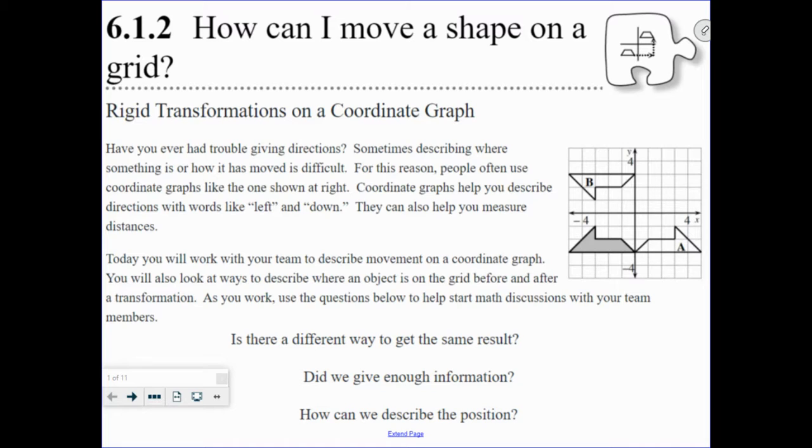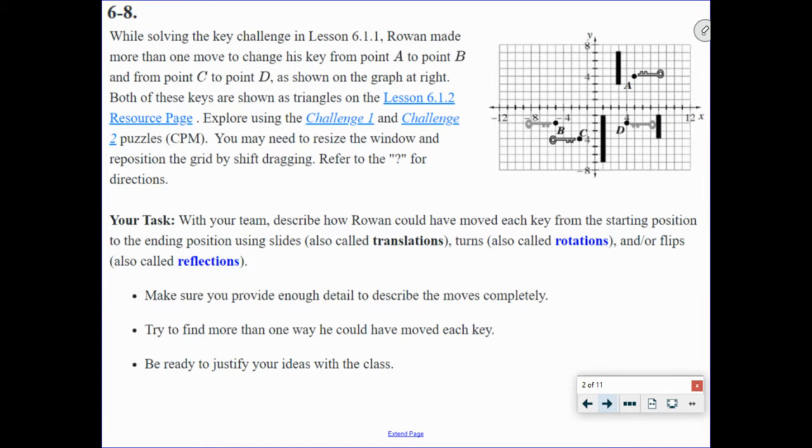Today, you will work with your team, or basically on your own, to describe movement on a coordinate graph. You will also look at ways to describe where an object is on a grid before and after transformations. As you work, use the questions below to help you start math discussions. Is there a different way to get the same result? Did we give enough information? And how can we describe the position? So let's go ahead and try our problem. We're going to do one problem today, okay?